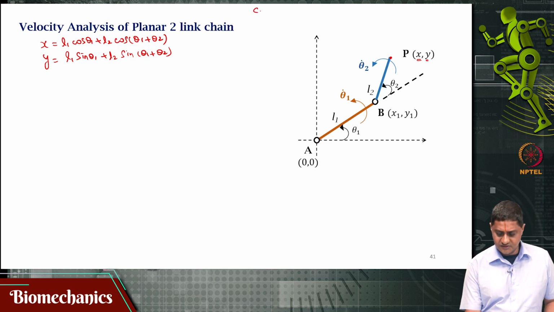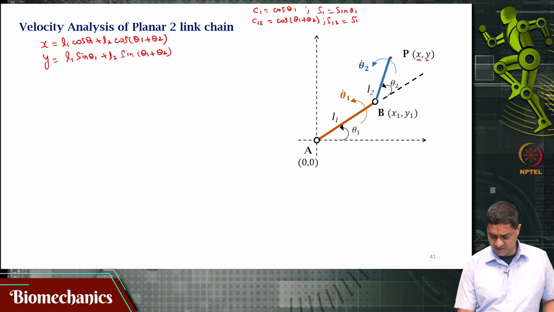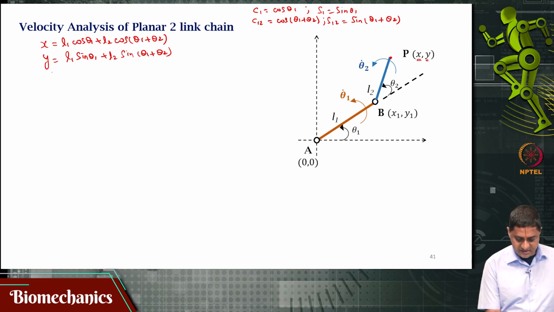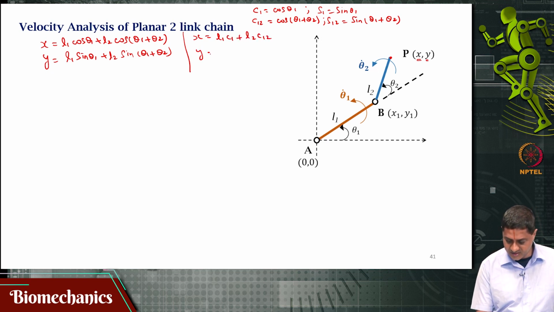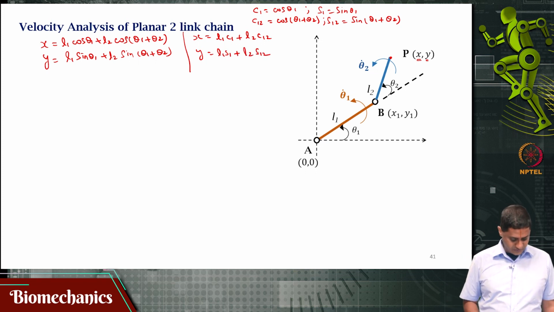I am going to use this notation. C1 is cos theta 1, S1 is sin theta 1, C12 is cos of theta 1 plus theta 2, S12 is sin of theta 1 plus theta 2. Okay. So, essentially rewriting this one more time, x is L1 C1 plus L2 C12, y is L1 S1 plus L2 S12. This is what we have. Okay. Now, what do I do?